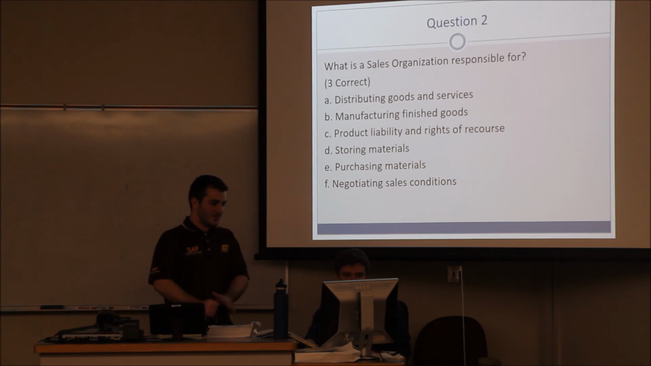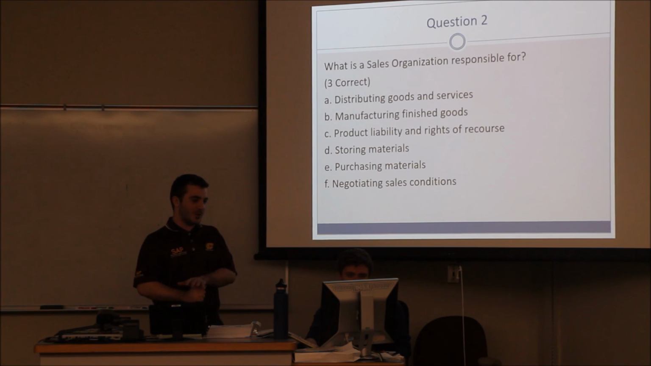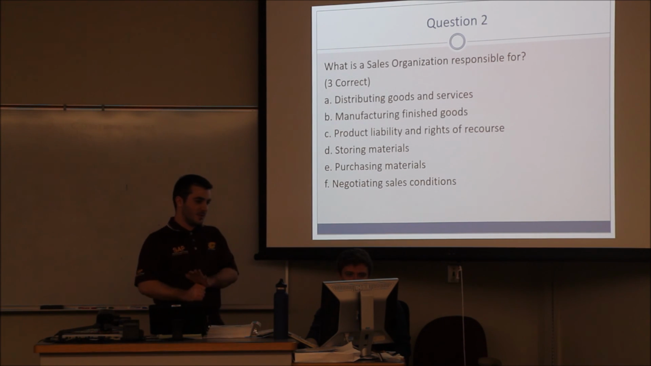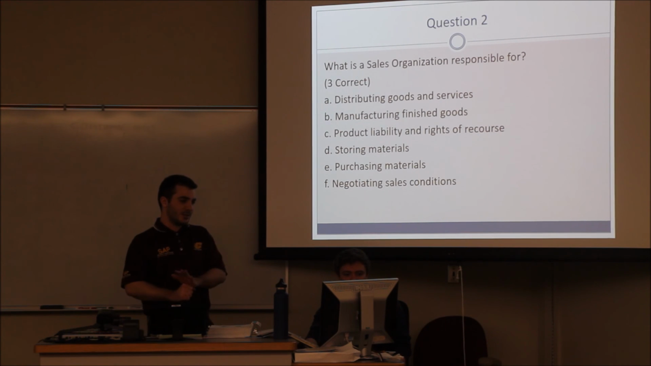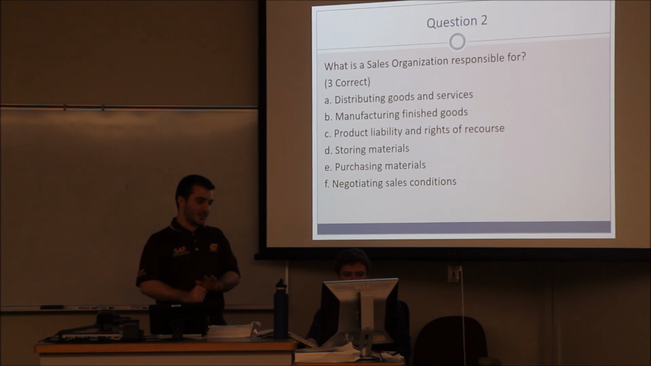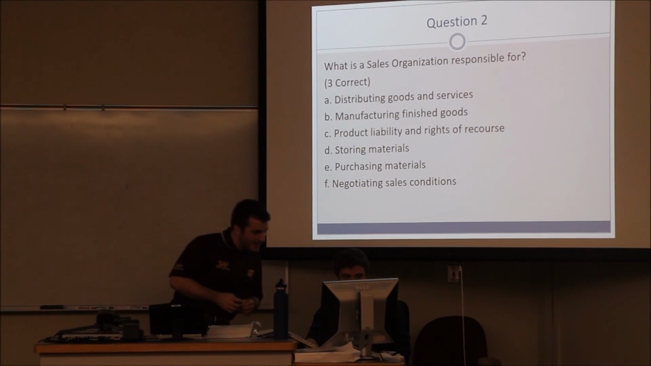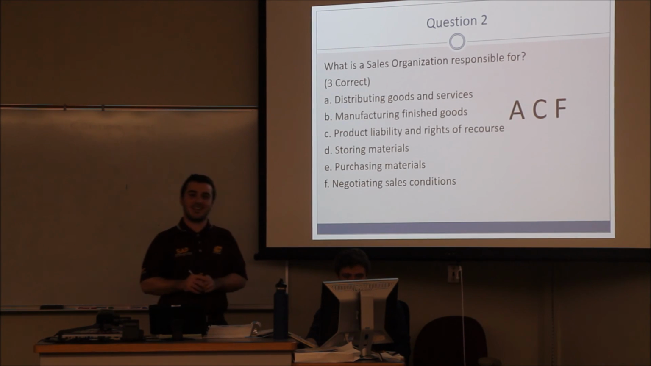Question 2. What is a sales organization responsible for? Distributing goods and services, manufacturing finished goods, product liability and rights of recourse, storing materials, purchasing materials, or negotiating sales conditions. Does anybody like to take a stab at this one? You want to take a guess? Is it A, C and F? It is A, C and F. Good job.